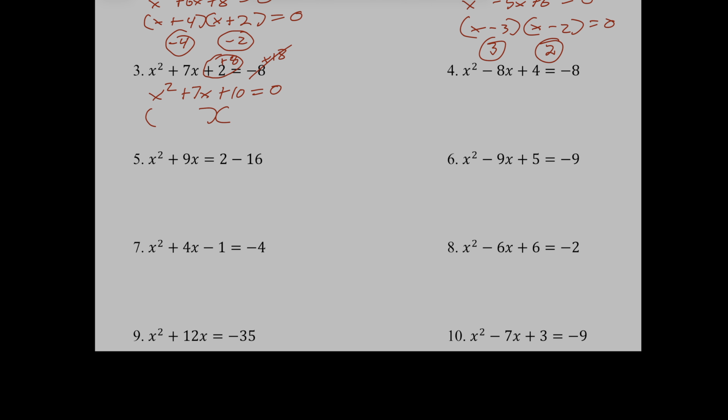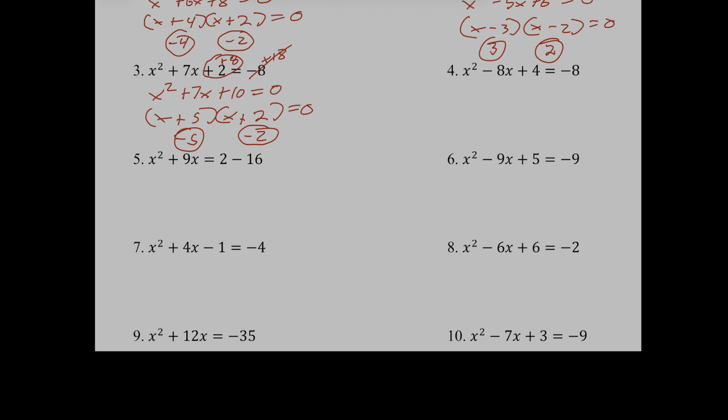I'm going to have two parentheses. Third term is positive, signs are the same. Take the sign of the middle, factors of the third that add to the middle, which is 5 and 2. What makes these 0? A negative 5 would make the first parenthesis 0, and a negative 2 would make the second parenthesis 0. Let's go on to number 4.